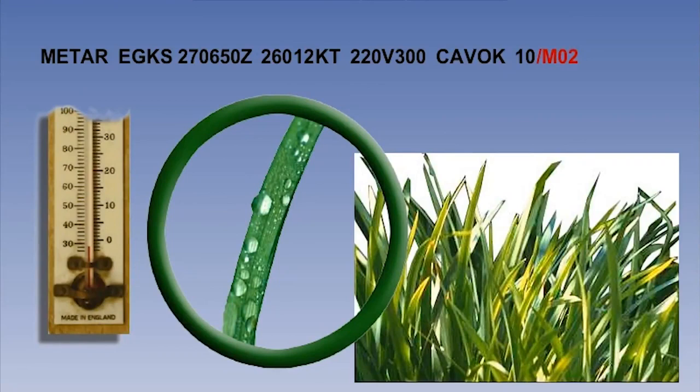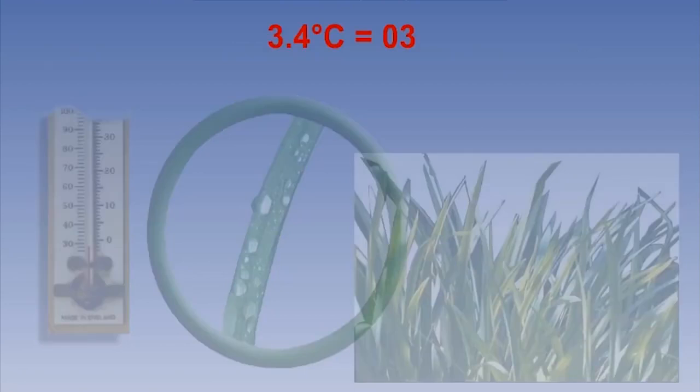If either are negative, they will have the prefix M. Now the dew point is minus 2 degrees Celsius. Temperatures are always rounded to the nearest whole degree. 0.5 of a degree would be rounded to the higher temperature. For example, minus 2.5 would be M02.